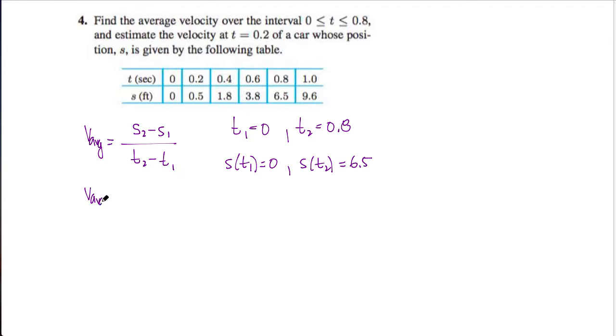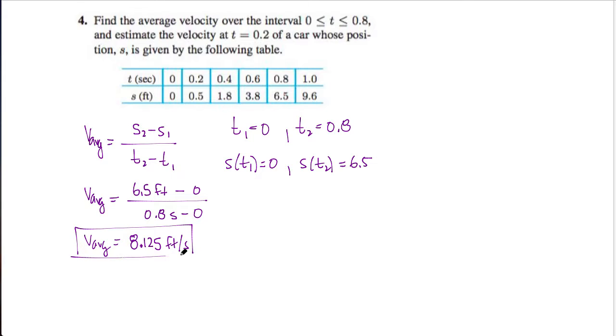So my average velocity is going to be 6.5, and this is feet, minus 0, over 0.8, and this is in seconds, minus 0. So my average velocity will just be 6.5 divided by 0.8, which is, we're not going to round it at all, 8.125 feet per second. And that's just for this time interval.